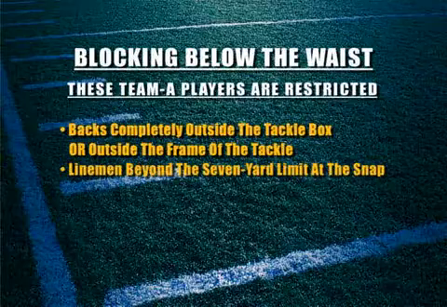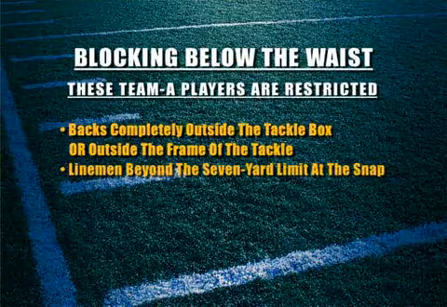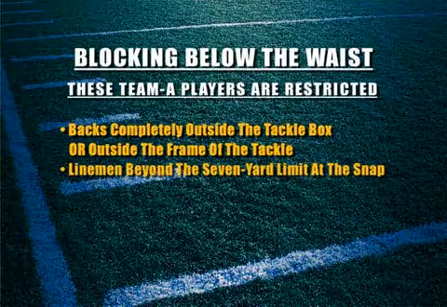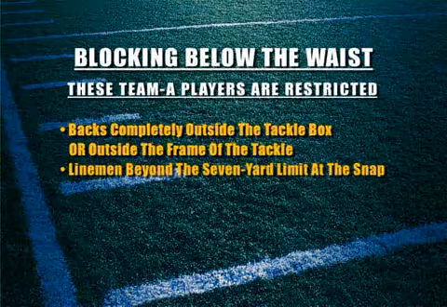In a really tight formation, you might have the tight end inside the tackle box. But if a back is lined up outside the tackle box or outside the tackle, that is outside the second man from the center of the formation, then he's restricted from blocking below the waist. Linemen who are more than 7 yards from the center of the formation are restricted, like they always have been.